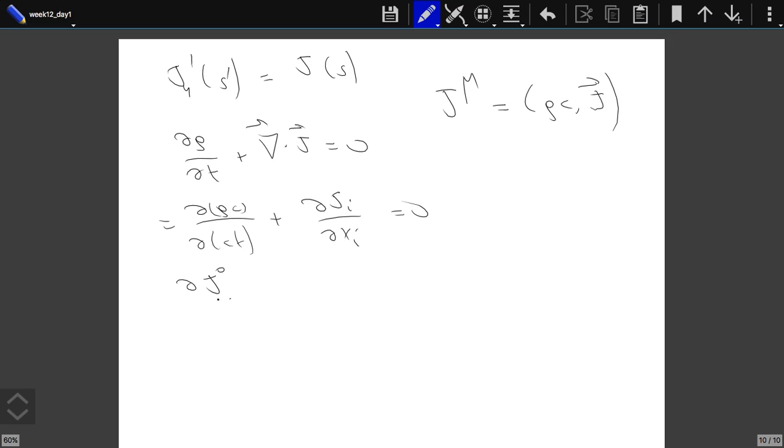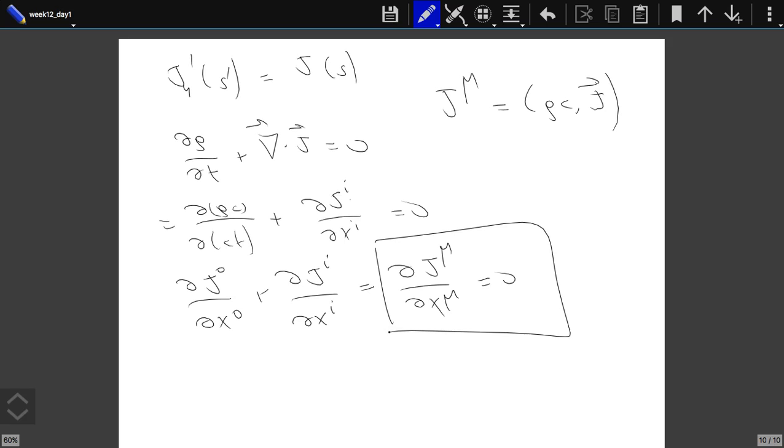So this is j^0, derivative with respect to x^0, plus derivative of j^i with respect to x^i. But this is nothing but ∂j^μ/∂x^μ, which should be equal to 0. So this is how we can express charge conservation in the four-component form. In a sense, this is the generalization of the divergence to 4 dimensions. This is the divergence in 3 dimensions, and this is the 4th dimension.